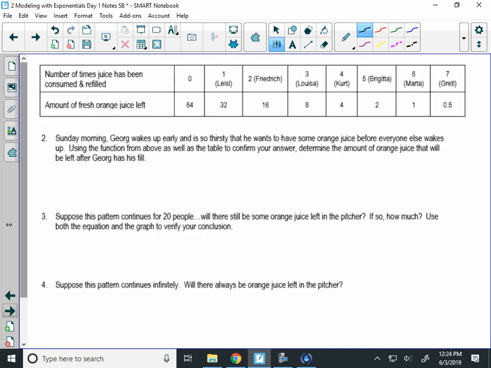Now we're going to use that equation, and it says Sunday morning, Jörg wakes up and is so thirsty he wants to have some orange juice. Using the function we came up with, they want to know how much orange juice will be left after he has his drink. Well, he is going to be the 8th person here in our table. So we will take 64 times 1/2 to the 8th power.